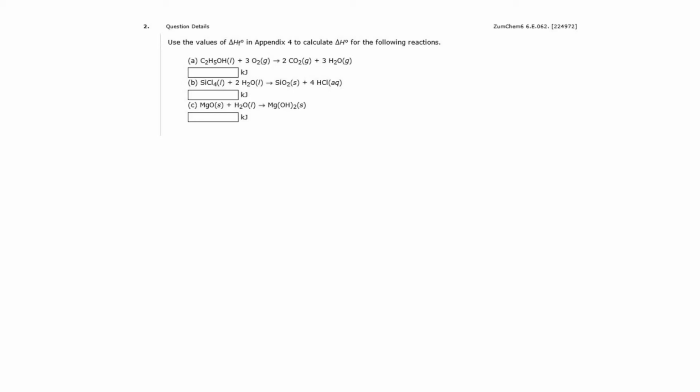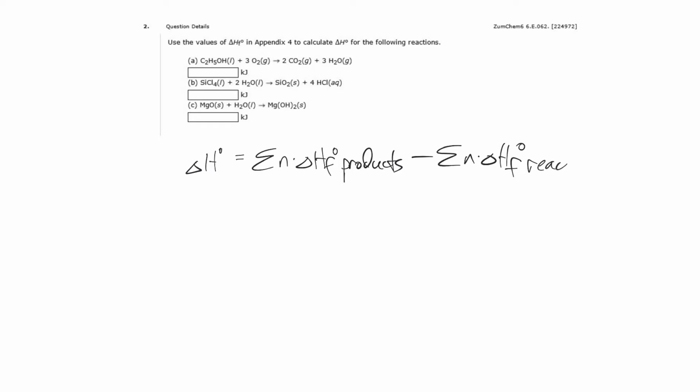Here's another question where they're asking us to find the standard enthalpy change for a reaction using enthalpies of formation that are listed in Appendix 4. It's much like the previous question, except there is one little tricky part in part B of this problem. So again, our equation is the summation of the heats of formation times the coefficients for all of the products minus the summation of the heats of formation times their coefficients for all of the reactants.